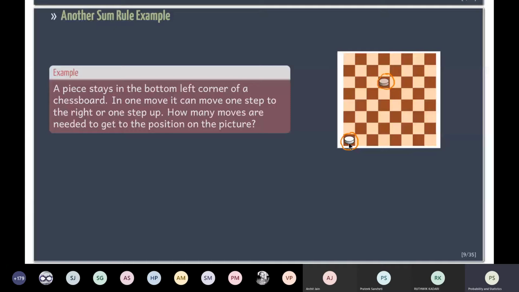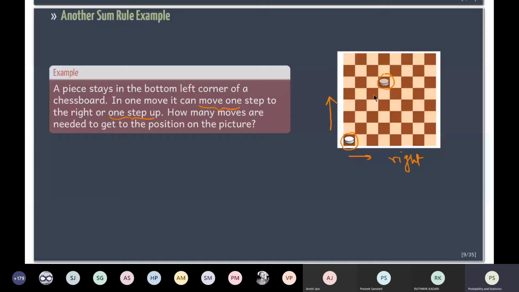Okay, so this seems to be an application of the sum rule. In the sum rule, we had to have two types of objects. In this case, the objects are the moves that we have. So we have the right move and we have the up move, right? So how many of these are there?